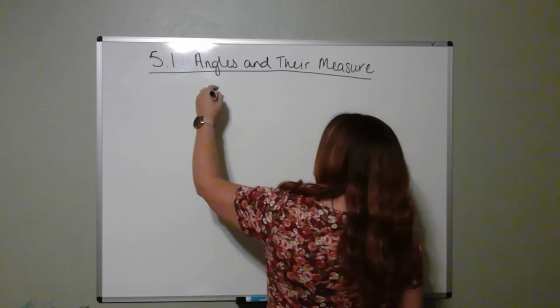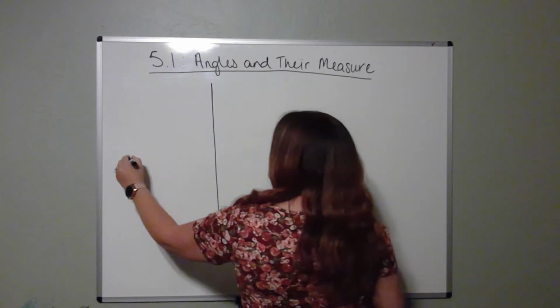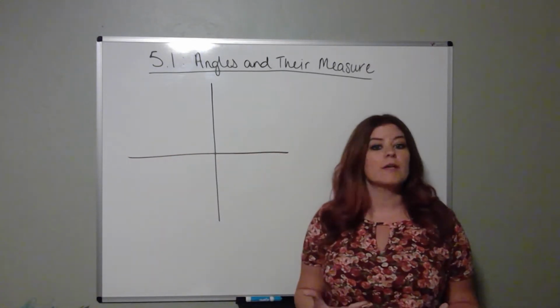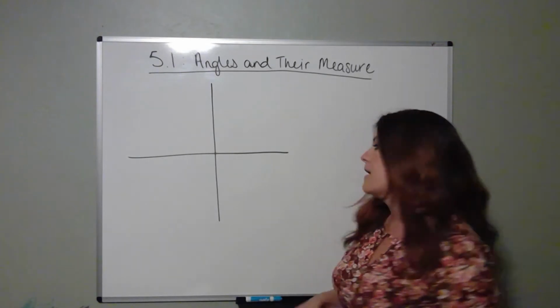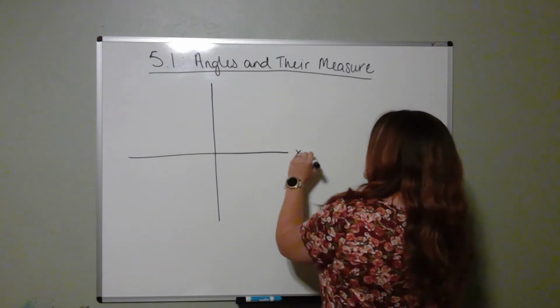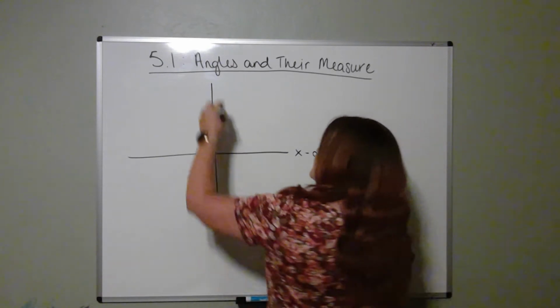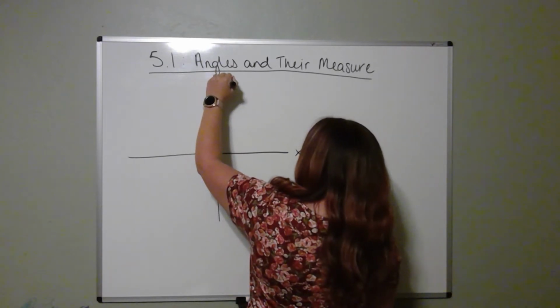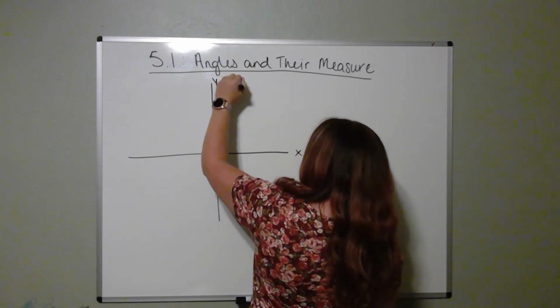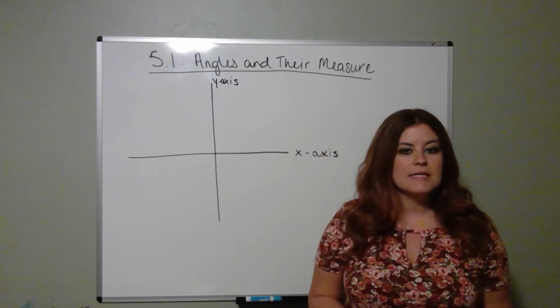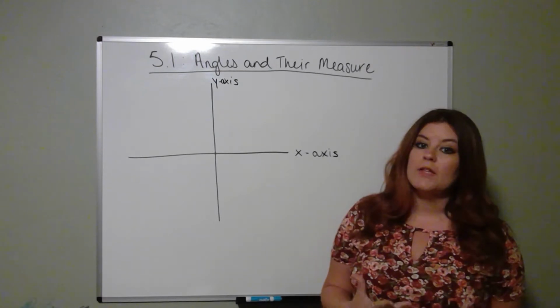So I'm going to start by drawing a coordinate plane, so an XY axis. So we know when we're talking about the coordinate plane, we have the x-axis going horizontally and the y-axis going up and down.